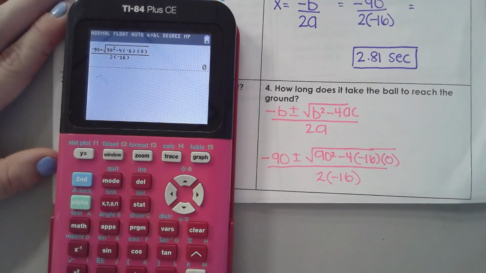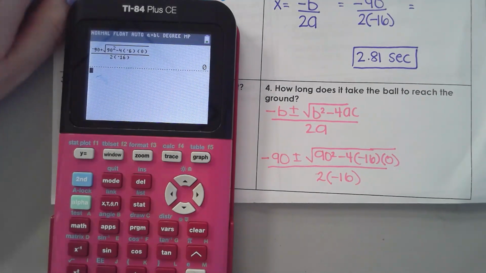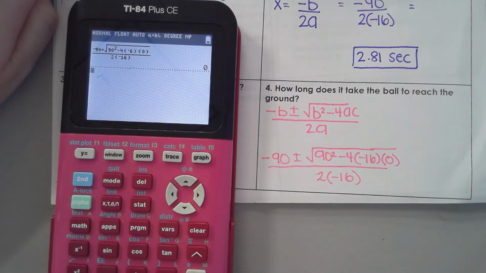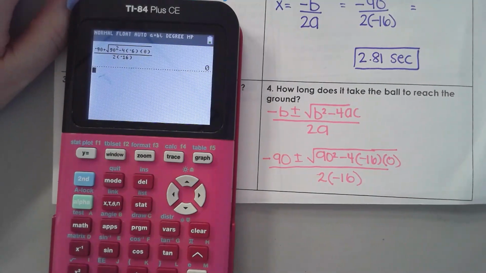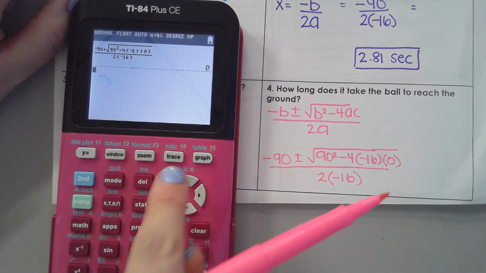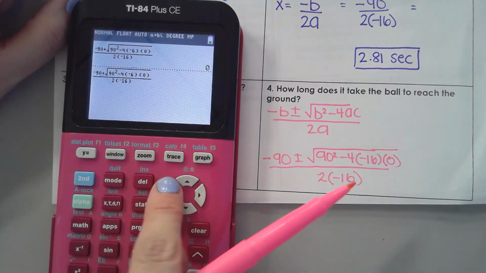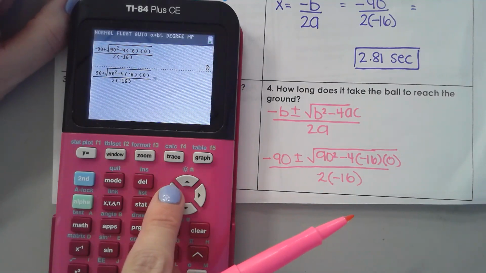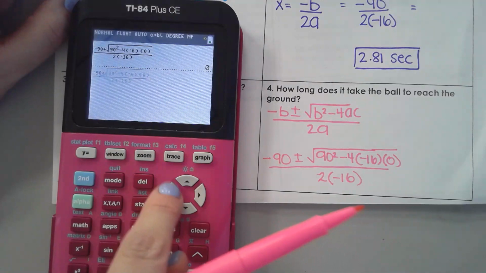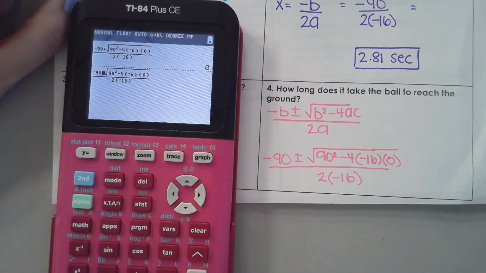And the first time I do it, I get 0. Well, that's the first x-intercept, and we started on the ground, so that makes sense. That's its starting point. We don't care about that one. So go back up here. You don't have to retype it. You can just scroll through, put your cursor over top of the plus, and hit the minus.